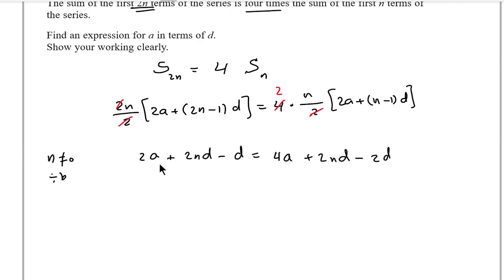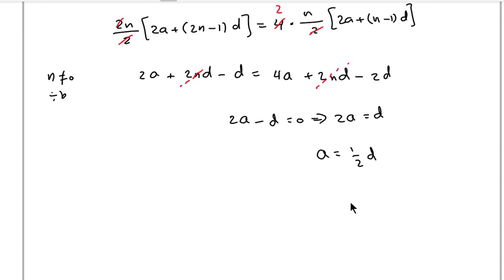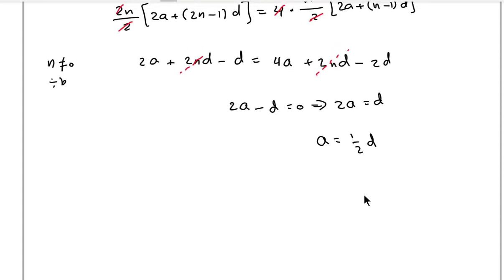Now we have 4a minus 2a, which will be 2a, and 2nd will cancel with 2nd when we move it to the right hand side. Finally we have minus 2d plus d, which is minus d. This is equal to 0, or we can write that 2a equals d, which means that a equals half d, as the question asks, to get a in terms of d. So a is equal to half d. Okay, thank you very much and bye bye.